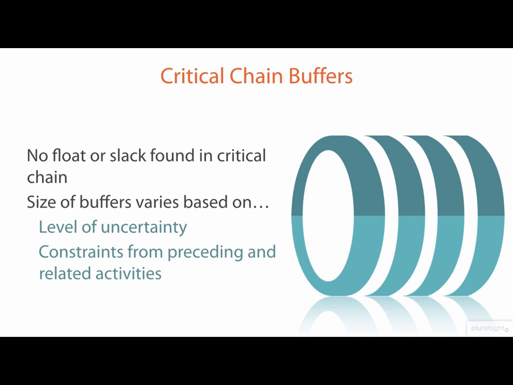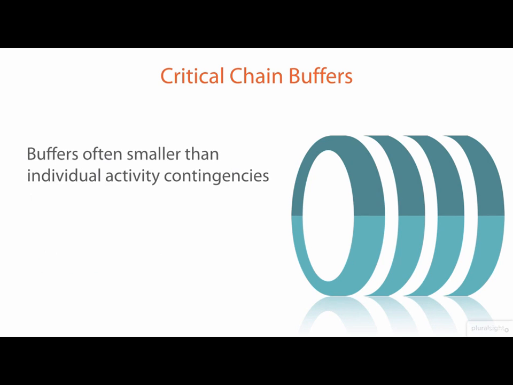Also, what are the constraints from both preceding and related activities that might help to weigh in on the size of the buffers here? If we know that we have to complete certain activities in a certain order and there's no ability to compress this schedule should things take longer than expected, we might then want some bigger buffers to help deal with that. The same is true when it comes to activities where there might be dependencies down the line. By having a bigger buffer, we can help to keep those activities from being impacted should anything go less than according to plan. Now, buffers are often smaller than the sum of individual activity contingencies, as you might see on a critical path style schedule.